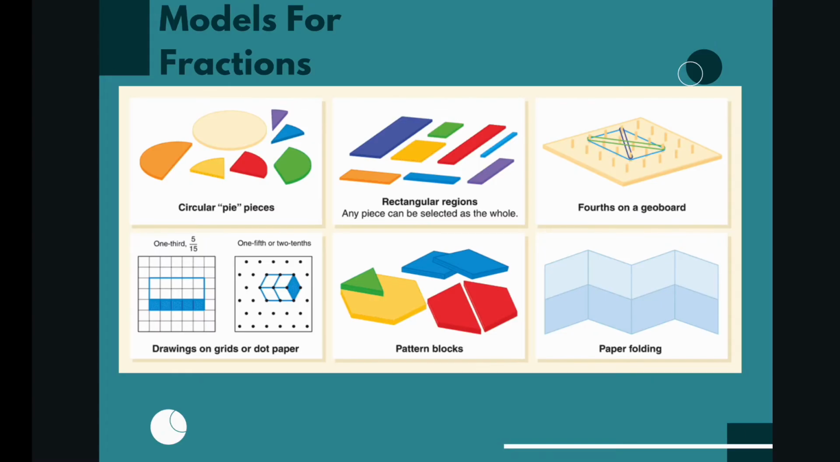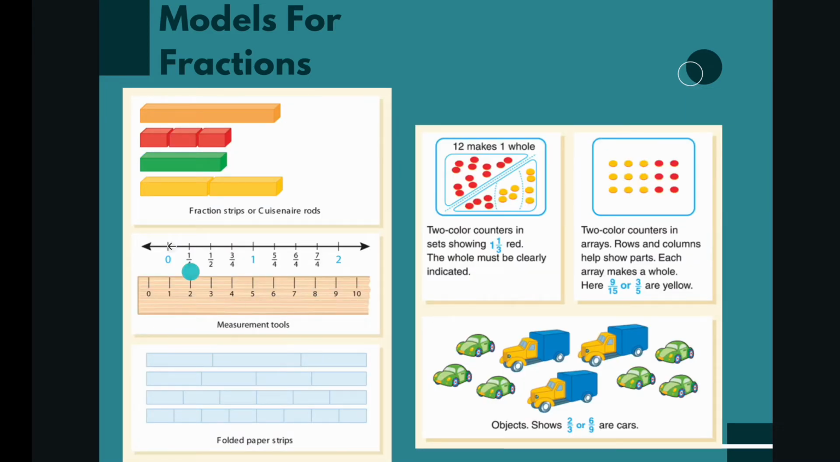And then on these next few slides, I had examples and pictures of models for fractions that were used in the book. This first slide, it's for area models. You have circular pie pieces, rectangular regions, forts on the Geo-board, paper folding, pattern blocks, drawing on grids or dot paper. On this next slide, on the left, you have the length models. So measurement tools like number lines and rulers, fraction strips or folded paper strips.